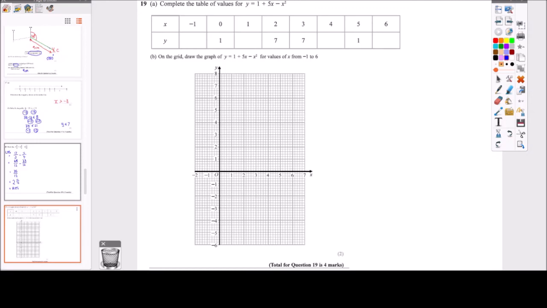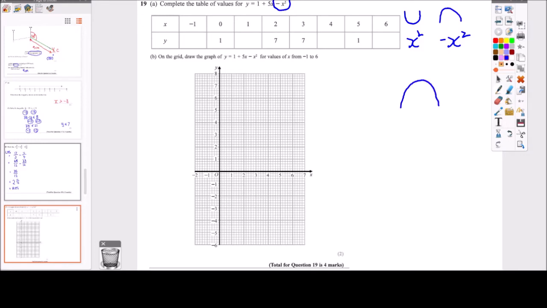Question 19. Now, I think with these, it's very useful to know the shape that you're going to be getting before you start. Now, this is a quadratic. It's got an x squared in it, so it's either going to be a smiley face or a sad face, positive parabola or negative parabola. We get a positive parabola when it's an x squared, a negative parabola when it's a minus x squared, and that's what we've got here. So our shape for this is going to be like this.